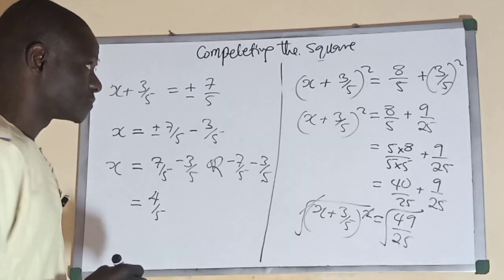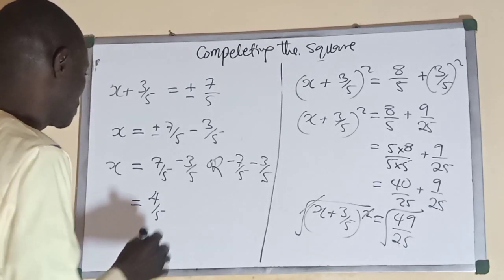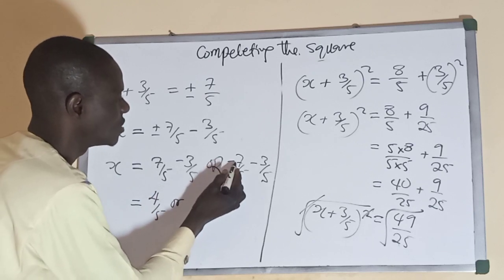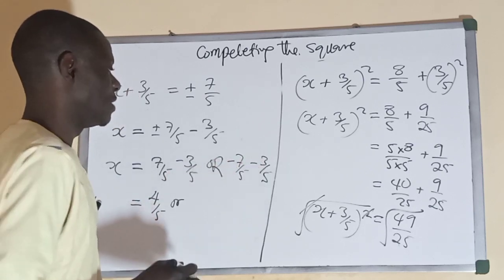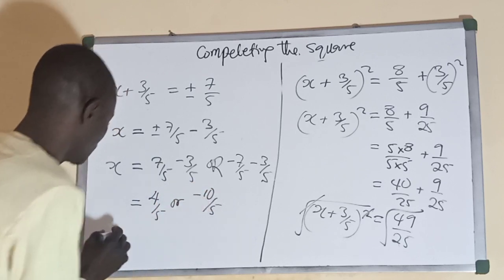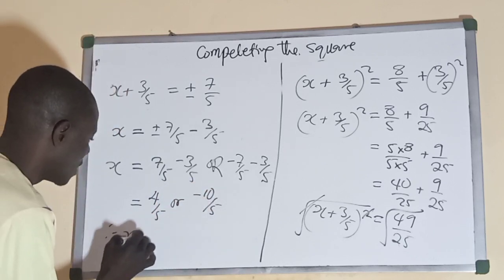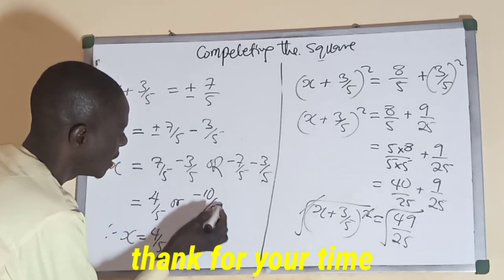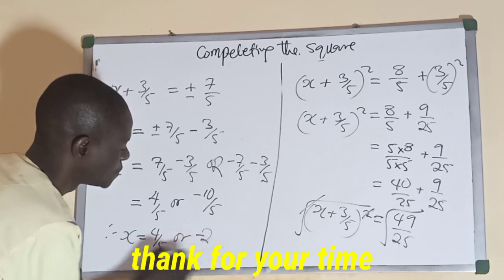And the next one here, we have minus 7 minus 3 will give us what? Minus 10 all over 5. Therefore, our x is equal to 4 all over 5, or we have minus 10 all over 5, which is minus 2.